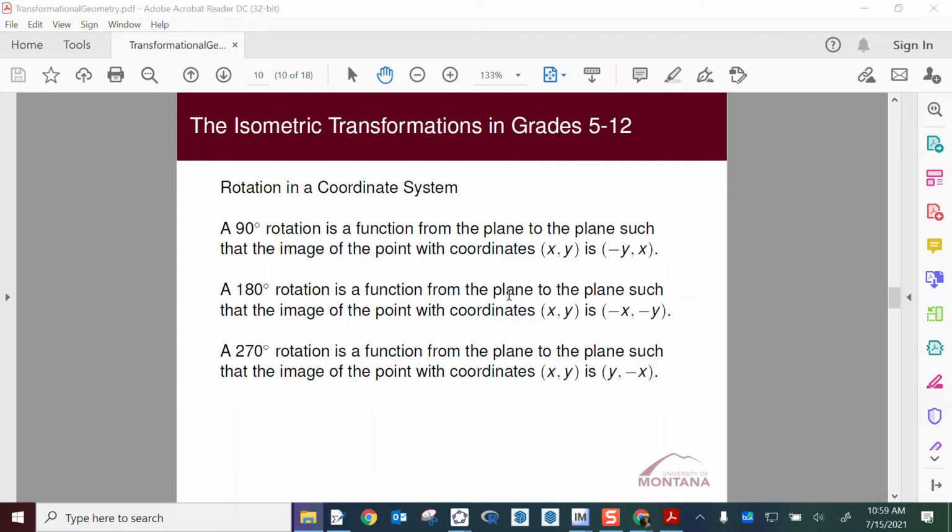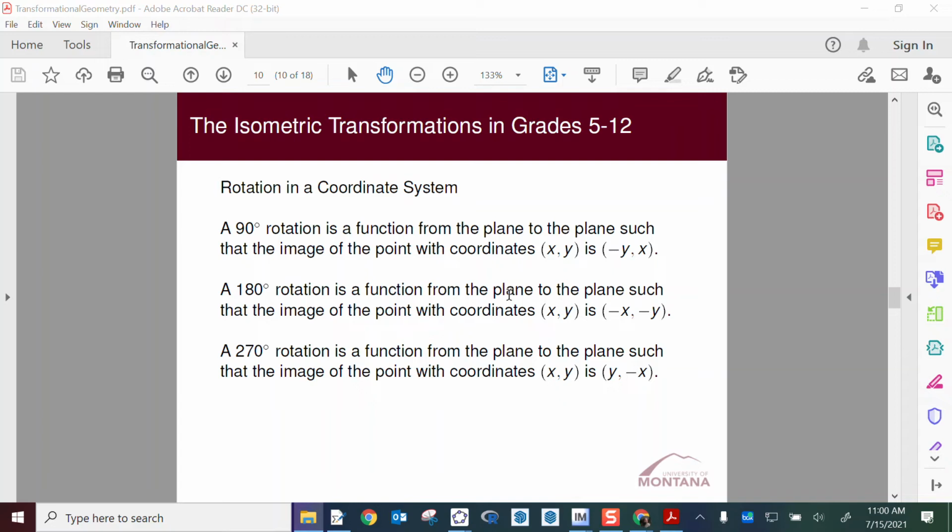And then why does y become negative? It's because the x value becomes a negative y value because you're rotating it counterclockwise 90 degrees. So the x, which was horizontal, now becomes the y. The y, which was vertical, now becomes the x, but it's pointing in the negative x direction. So we have a negative in front of that.